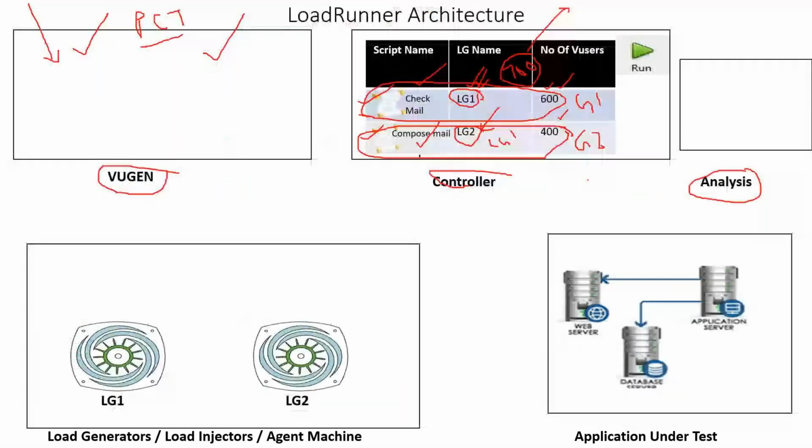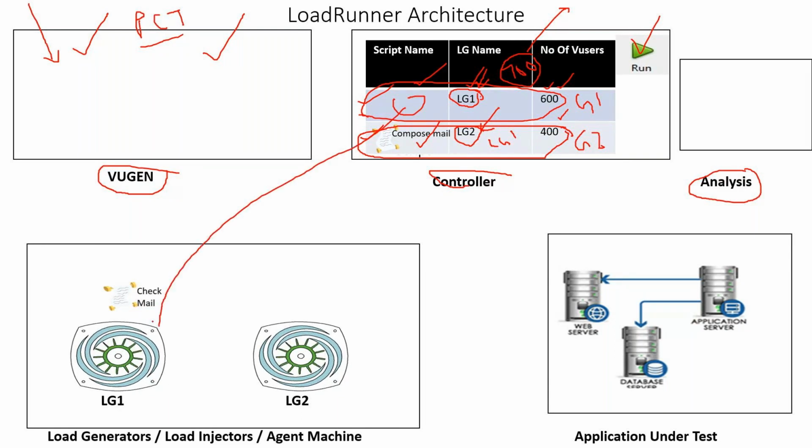Wonderful. So now this is the controller. Now you run the test. Now you see what happens as soon as you click on the run button. Script one has been assigned to LG1, so it will go to that LG.